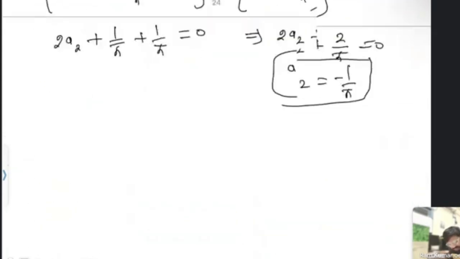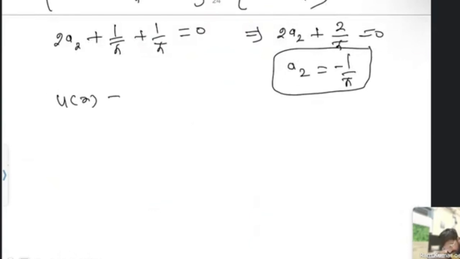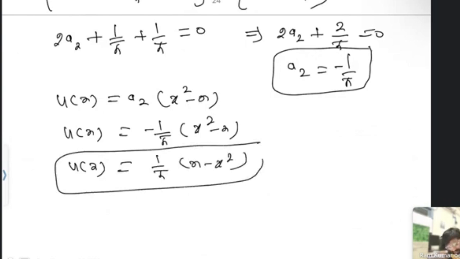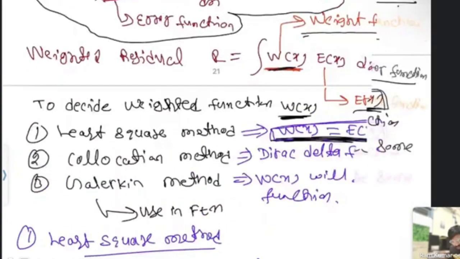So it means that we got a2 equal to minus 1 by pi, and we assumed that our function u of x equal to a2 x square minus x. Then we got a2 already, so u of x equal to minus 1 by pi x square minus x. It means it will become u of x equal to 1 by pi x minus x square. Okay, so this is our approximate solution that we got by using the least square method.